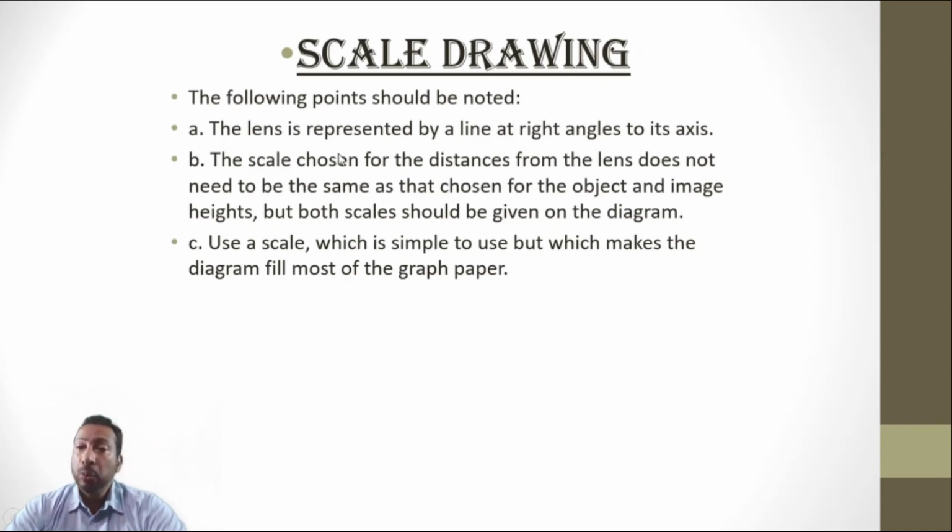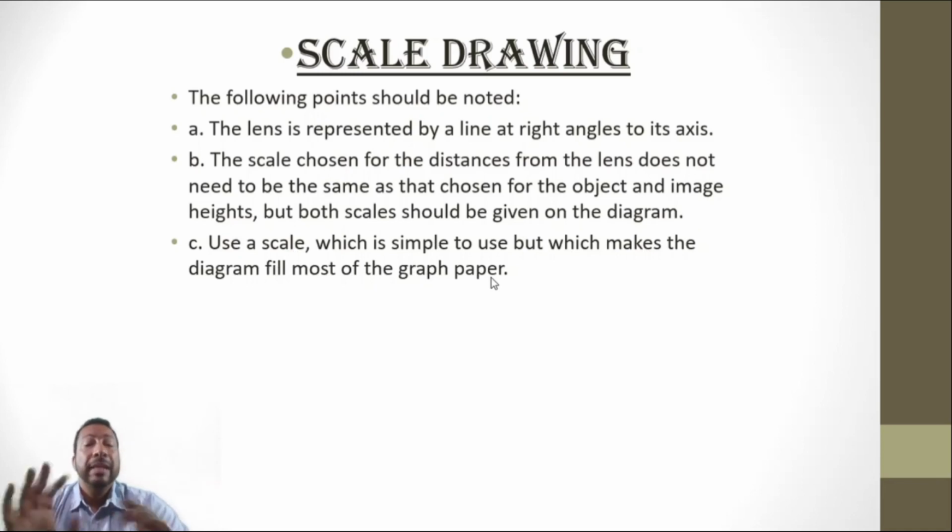The scale chosen for the distances from the lens do not need to be the same as that chosen for the object and image heights. In other words, your x-axis scale and your y-axis scale do not have to be the same. But both scales should be given on the diagram. Use a scale which is simple to use, but which makes the diagram fill most of the graph paper.